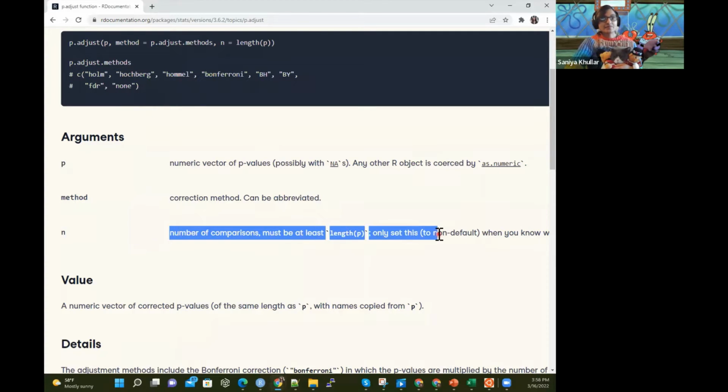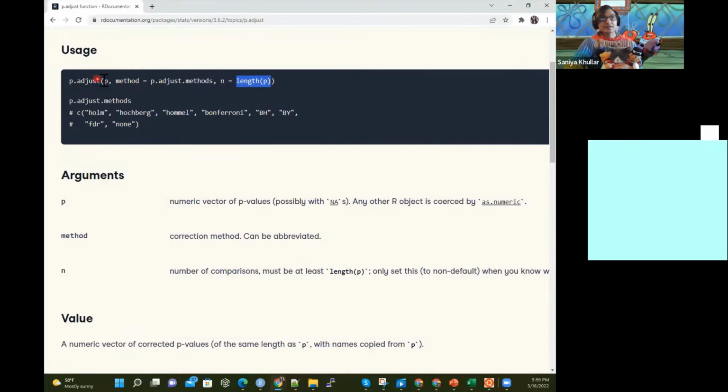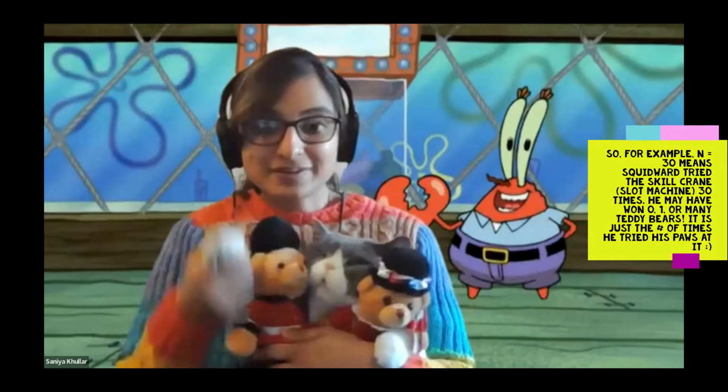And n is the number of comparisons. The default is just to take the length, so the number of p-values you have, use that for your test corrections. So if we've done like 10 genes or 10 p-values, for instance, then this would by default be 10. If we have 30, like in our situation, then this by default would be 30. So the number of p-values, those are the number of tries that you have.